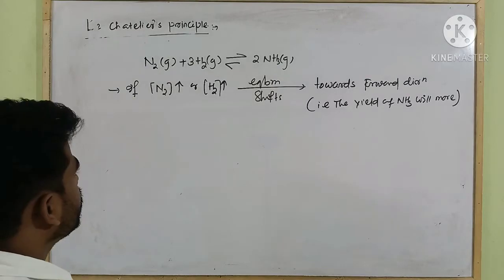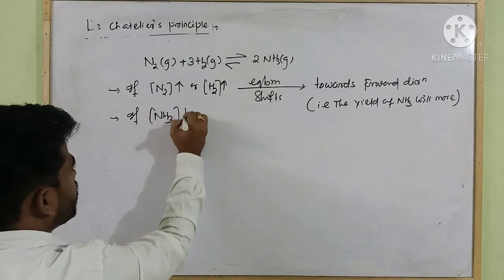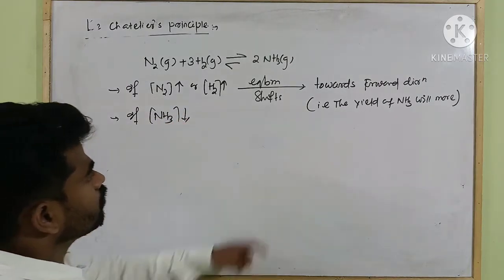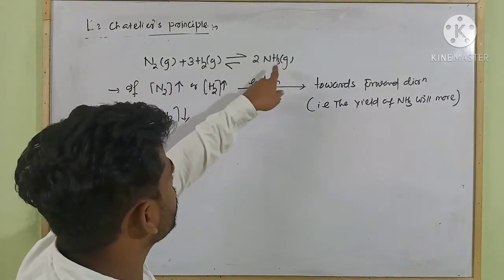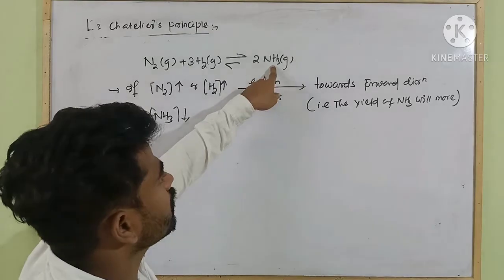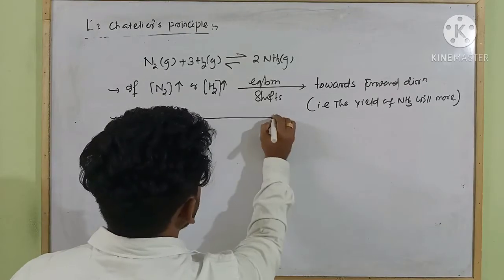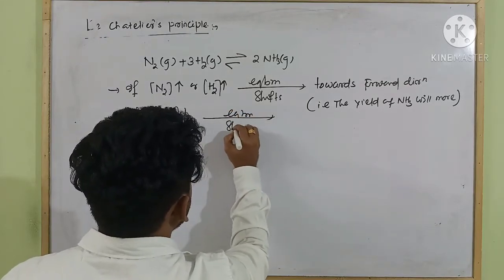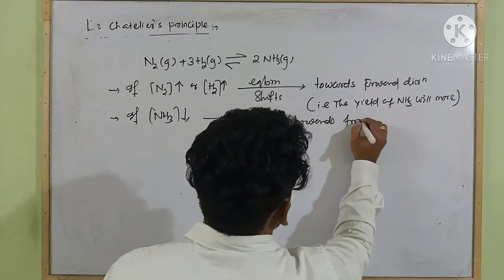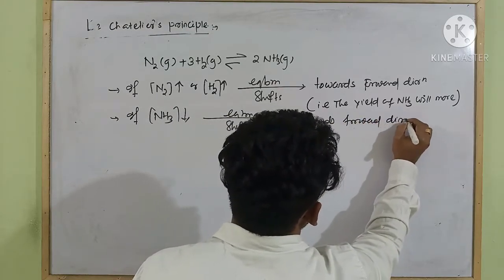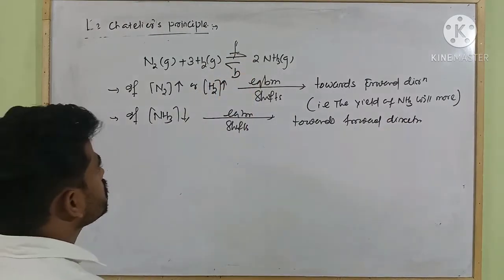Again I can say, if the concentration of ammonia decreases, then to minimize this effect of change, N2 and H2 react in the forward direction again to balance the concentration of ammonia. So if the concentration of ammonia decreases, then also the equilibrium shifts towards the forward direction. Okay, so this one is forward direction, this one is backward direction.